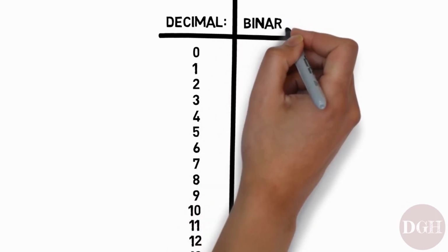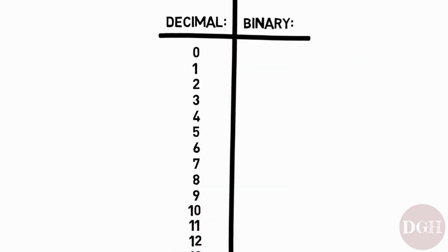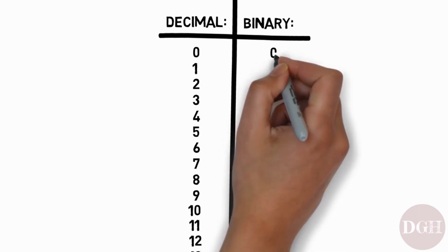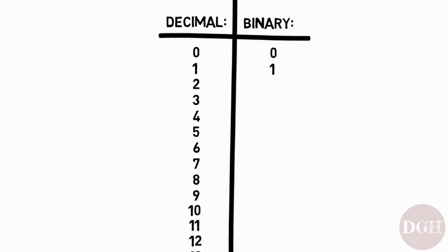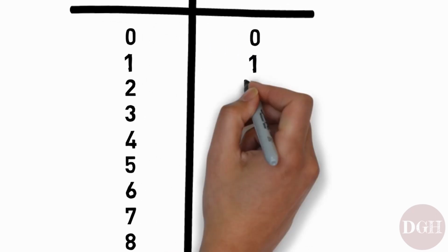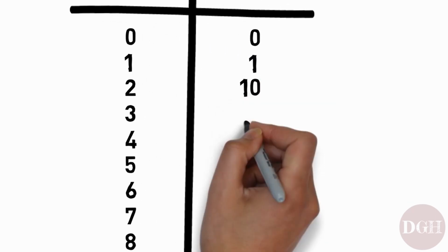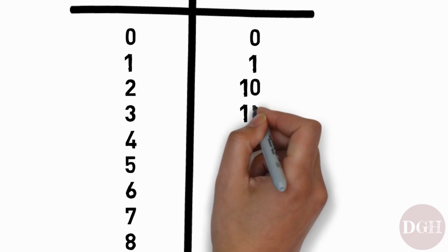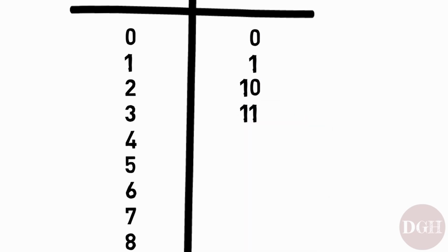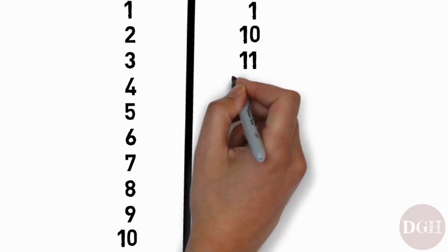Binary works in a similar way, except since we only have two numbers, 0 and 1, we have to use a whole lot more of them. Here's how it works. We start with 0, then 1. Now we've run out of options, so we have to use another digit. We get 10, 11. Now we've run out of possibilities again, so we have to use another digit.